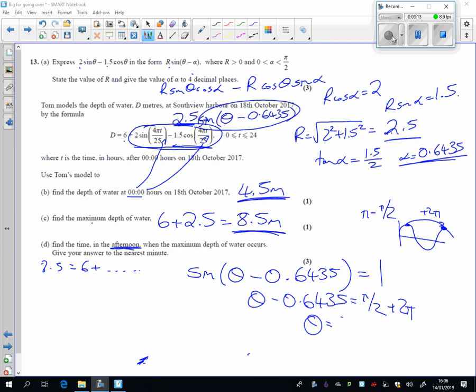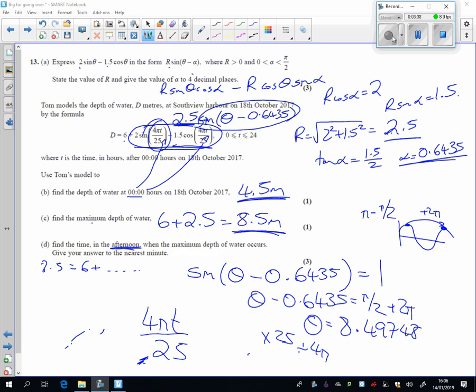So that gives me that theta is going to be equal to, just tap that on the calculator, 8.49748. So that's what theta is. But we haven't got a theta here, have we? We've got 4 pi t over 25 equal to that. So I'm going to need to times by 25 and divide by 4 pi, putting 4 pi on my calculator in a bracket.